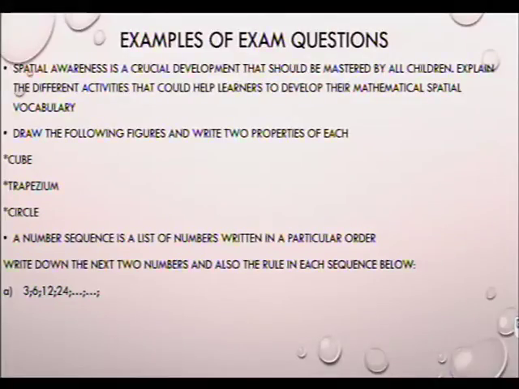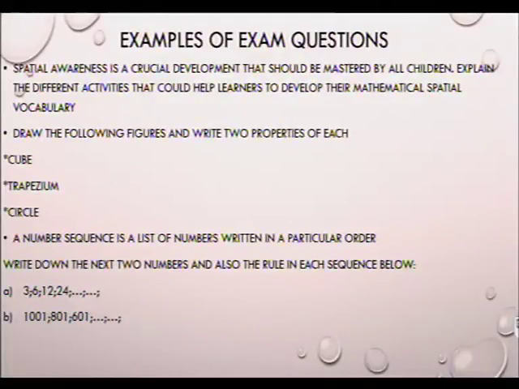So as I can see here, I multiplied by 2 every time. 3 times 2 gives me 6. 6 times 2 gives me 12. 12 times 2 gives me 24. So what will be my next 2 numbers then? So 24 times 2 will be 48, and 48 times 2. So that is my sequence and my rule. So I times by 2 and then I complete my sequence.